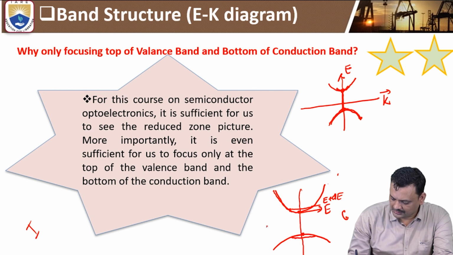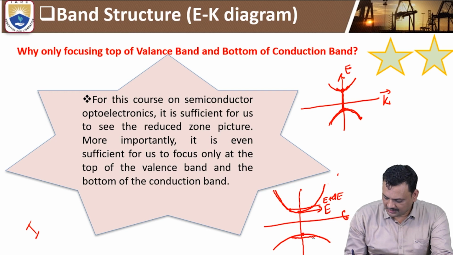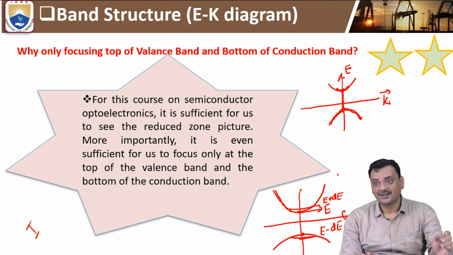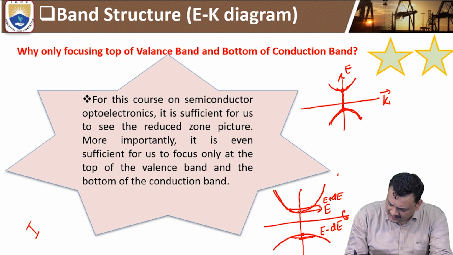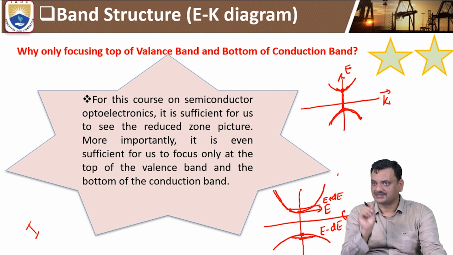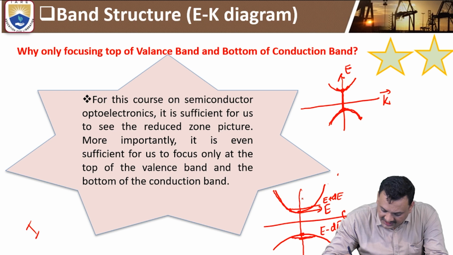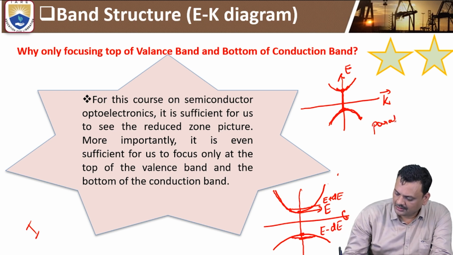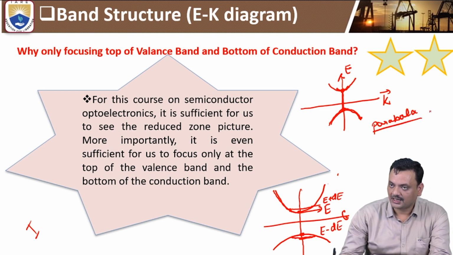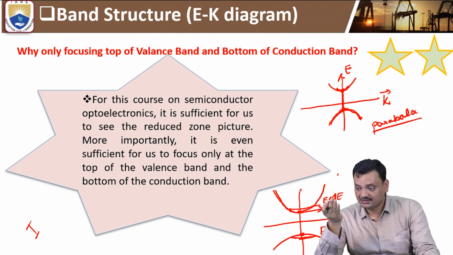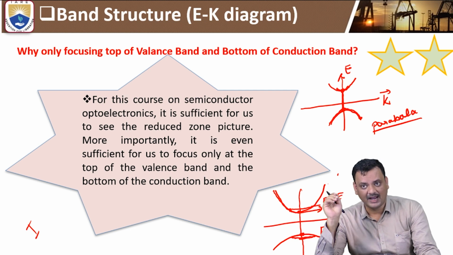Then here the energy value is E minus delta E. So near to these points, that means near to top of valence band and near to bottom of conduction band, this band is nearly a parabola. Parabola. That's why we always take an approximation, parabolic approximation of band.